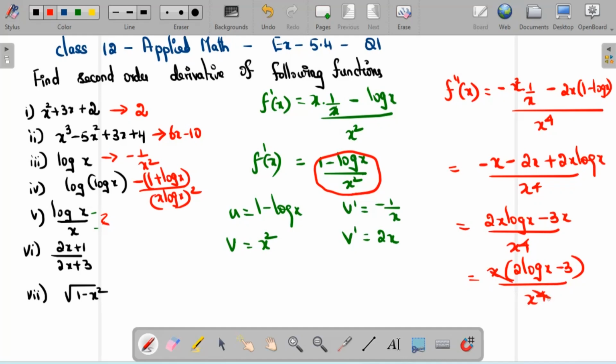So this x and x power 4 I can simplify and write as x power 3. So the final answer is going to be 2 log x minus 3, the whole thing divided by x cube. Now let's take up the sixth one.